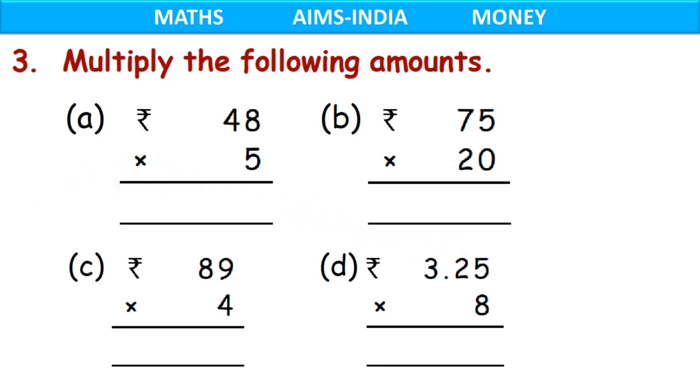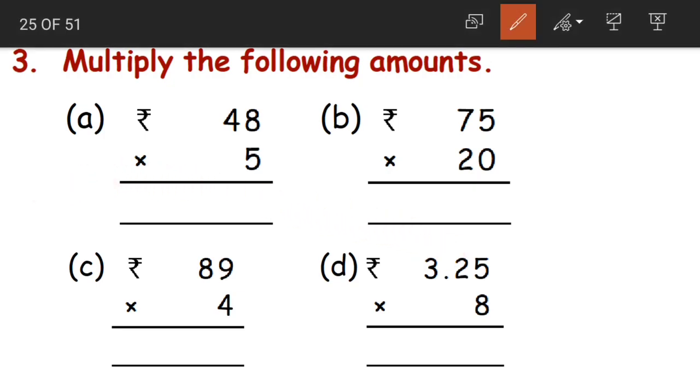Next, multiply the following. Now if you look at questions A, B and C, they are just simple multiplication problems. There are no paise involved. So you can do it, right? I will solve D1 for you. 3 rupees 25 paise into 8.